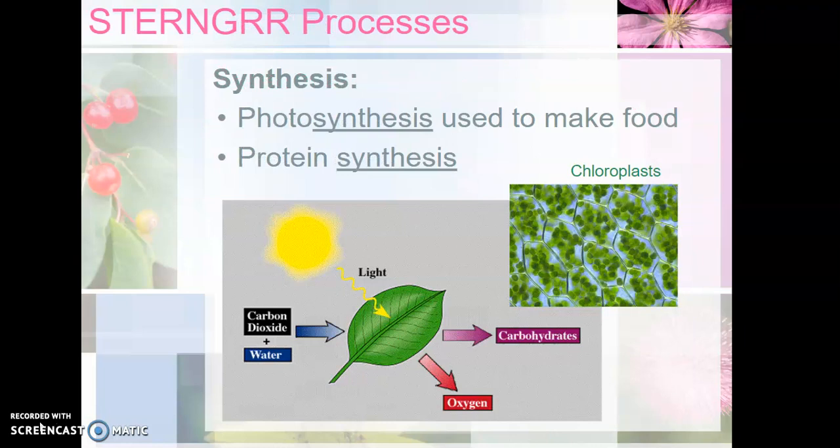We're going to next look at the STRIRNGER processes that plants carry out. They are living things, so they go through all of the STRIRNGER life processes. Synthesis means to make, so plants use photosynthesis to make food, and they use protein synthesis to make proteins, just like other living things do.